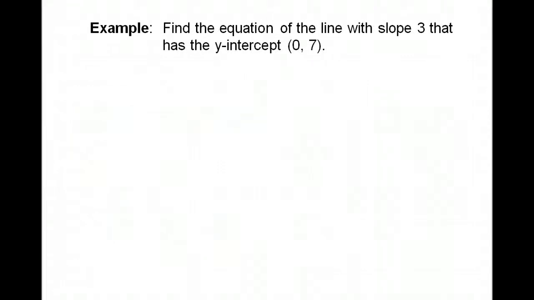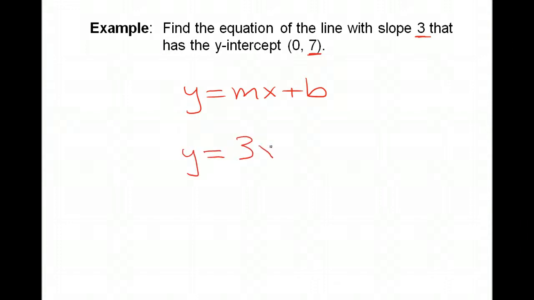Okay, this next problem, we are given that the slope of the line is 3 and the y-intercept is (0, 7). Remember that we are looking for an equation of the form y equals mx plus b. Now you are given b because that's the y-intercept, and you're given m because that's the slope. These are the easiest ones to do. My answer is y equals 3x plus 7, and that's it.